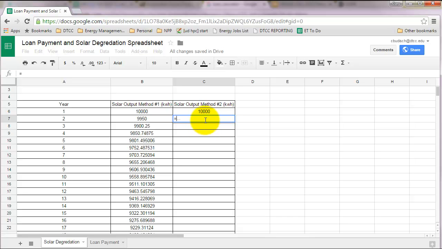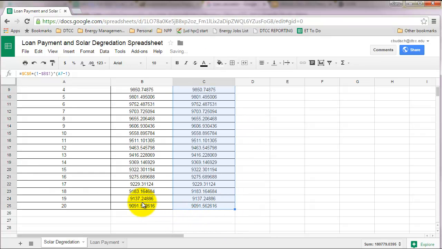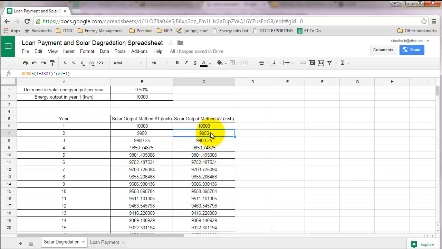We can say that we want it to be 10,000, and we want that to be a fixed reference now, times 1 minus B1. And now we're going to raise that to a power. We're going to raise it to this power minus 1. And let's see what happens. So now we have the exact same numbers, it's just in a different way.